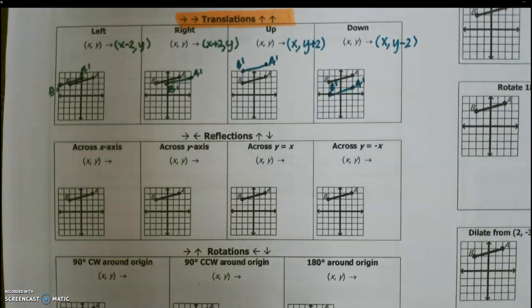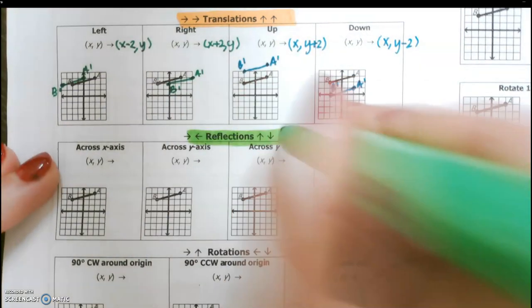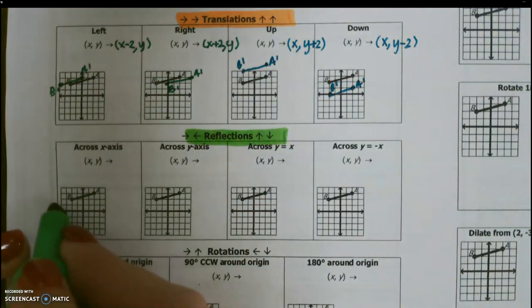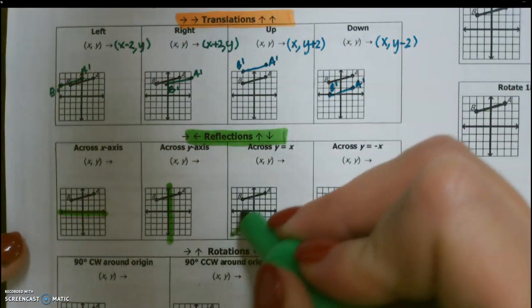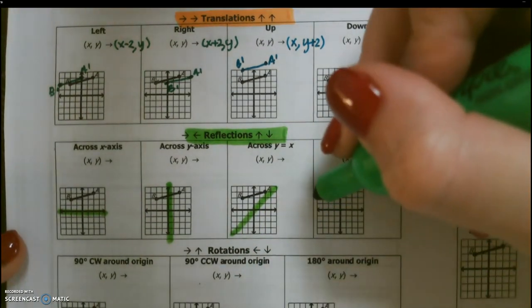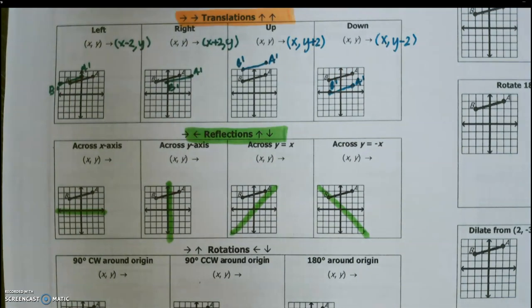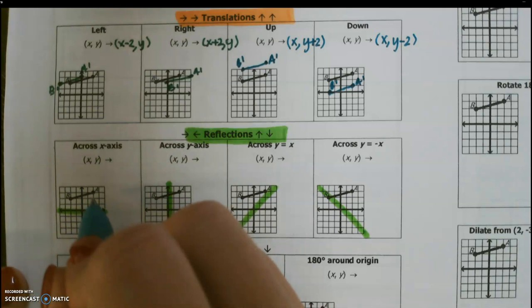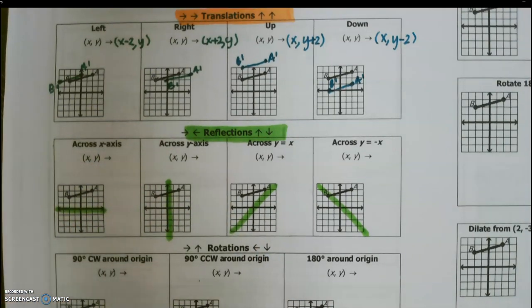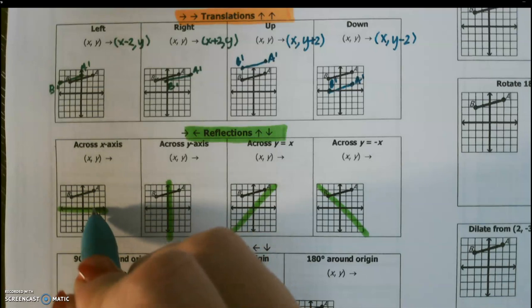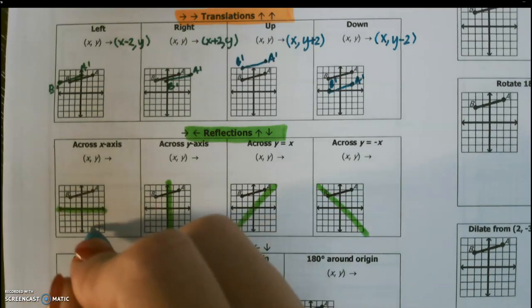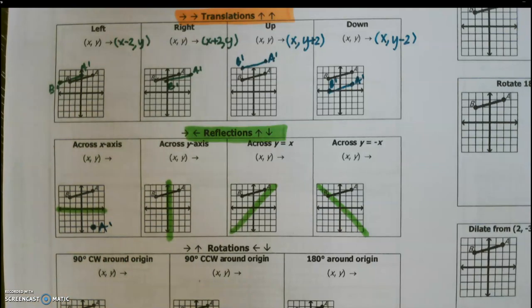Now let's talk about the different rules that we learned for reflections. Okay, so reflecting across the x-axis versus the y-axis versus reflecting across y equals x and y equals negative x. Now with reflections, you can use a counting technique. For example, okay, if A is 3 units away from the line of reflection, then that means that A prime is going to be 3 units away on the other side. So 1, 2, 3 units away, 1, 2, 3 units away on the other side, giving us A prime.